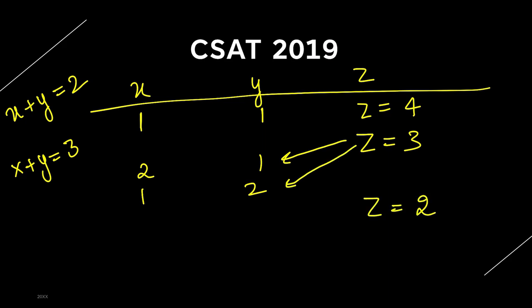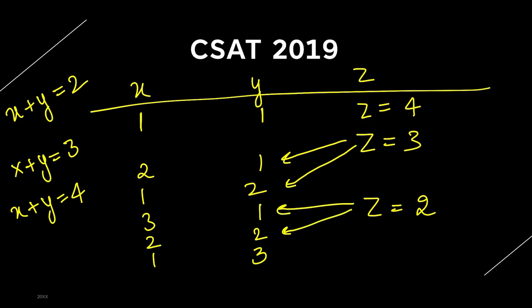Now, z is equal to 2. When z is equal to 2, x plus y is what? Oh, sorry, 4. When x plus y is 4, then 0, 4 is not possible. 3, 1 is possible. 2, 2 is possible. 1, 3 is possible. And 0, 4 is not possible. So, with z equal to 2, I have 3 cases. Right? When z is equal to 1, x plus y is 5.